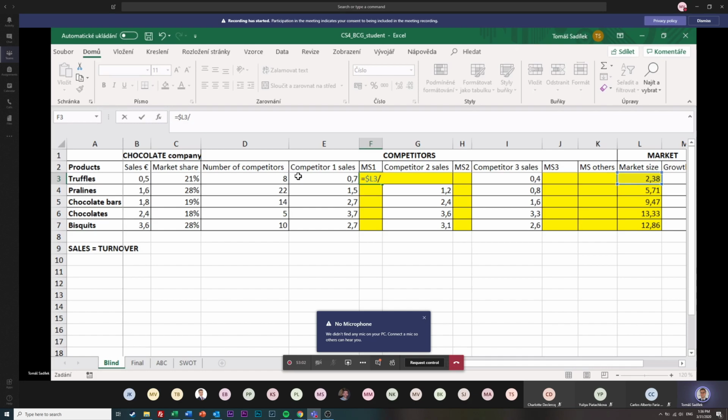No, something is wrong. No, this is correct. Sorry, it should be in percent. So sorry, it's competitor one sales divided by market size. E3 divided by dollar L3, and the result should be 0.29, 0.26, and so on. Okay, so check if you have the same.